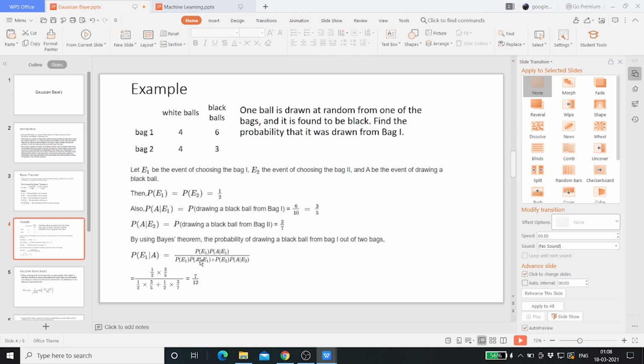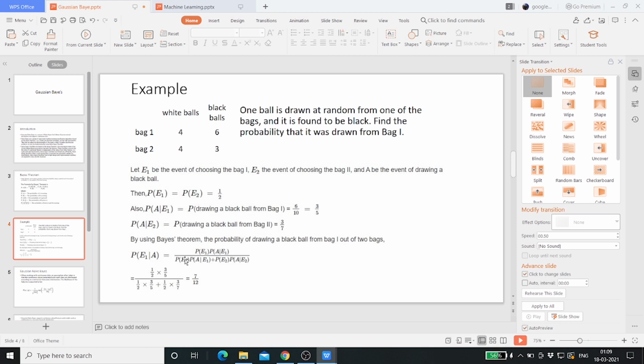Let's consider the probability that a ball chosen is black and is from bag 1. Since our sample becomes the denominator, the specific case becomes the numerator here. So P of E1 into P of A given E1. P of E1 is obviously 1 by 2.